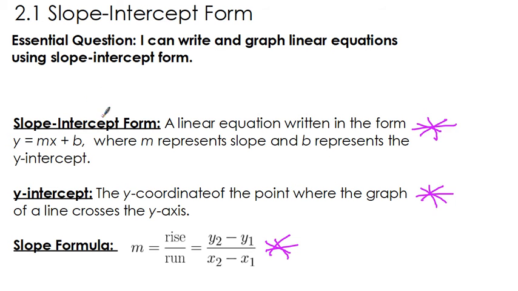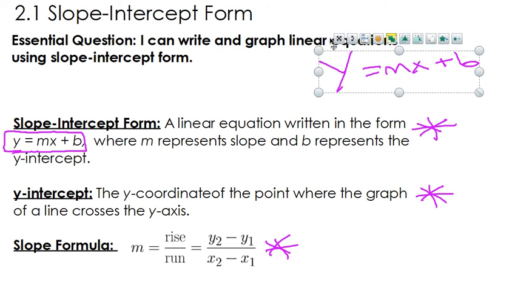So slope intercept form is an equation written in this format: y equals mx plus b. Y equals mx plus b. Make sure we write that super big. Y equals mx plus b. Needs to be big. Okay?